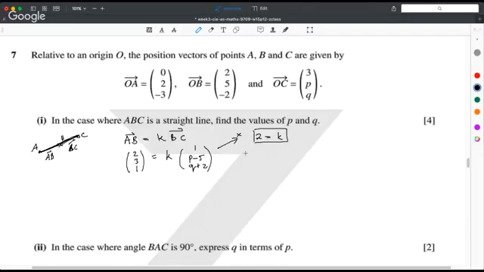Then we have the y component, so 3 is equal to, and I'm going to plug in what k is, which is 2, 3 is equal to 2p minus 10. And then in the z direction, I've got that 1 is equal to 2q plus 4. So if I solve this first one, I get that p is equal to 13 on 2. And the second one gives me that q is equal to minus 3 on 2.